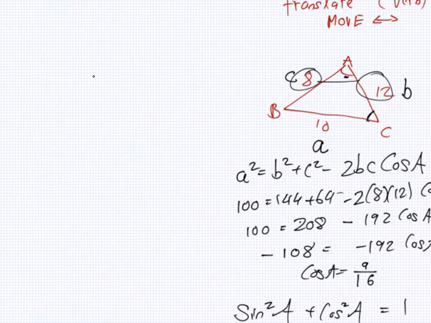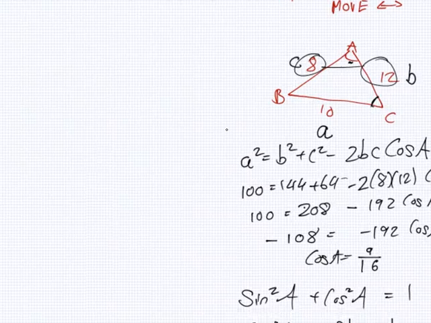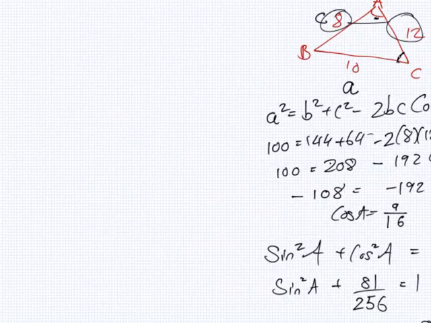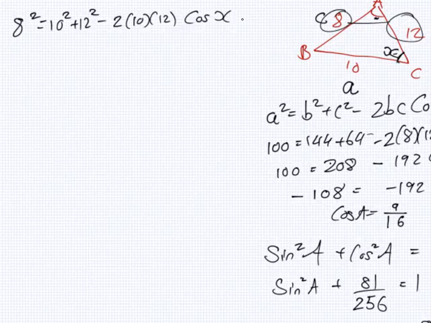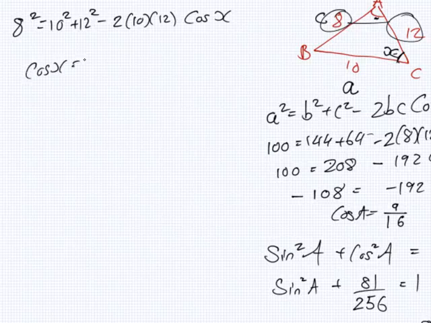A lot of people use the sine rule, but I just feel like I can use cosine again. You can use many rules here. I'm going to use cosine. I'm going to call this side here x. So I have 8 squared equals 10 squared plus 12 squared minus twice 10 times 12 cos x. So I can get cos x equals 8 squared minus 10 squared minus 12 squared divided by minus 2 times 10 times 12. So I get cos x equals 3 over 4.